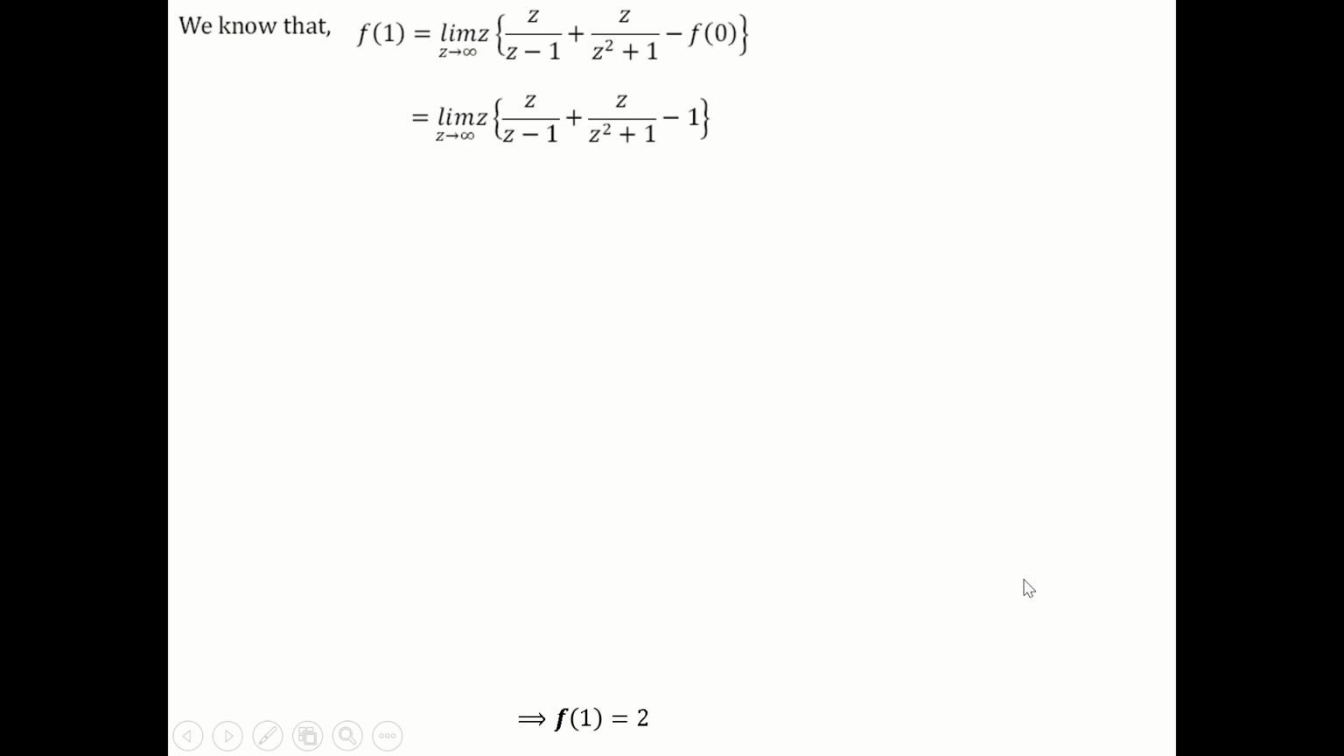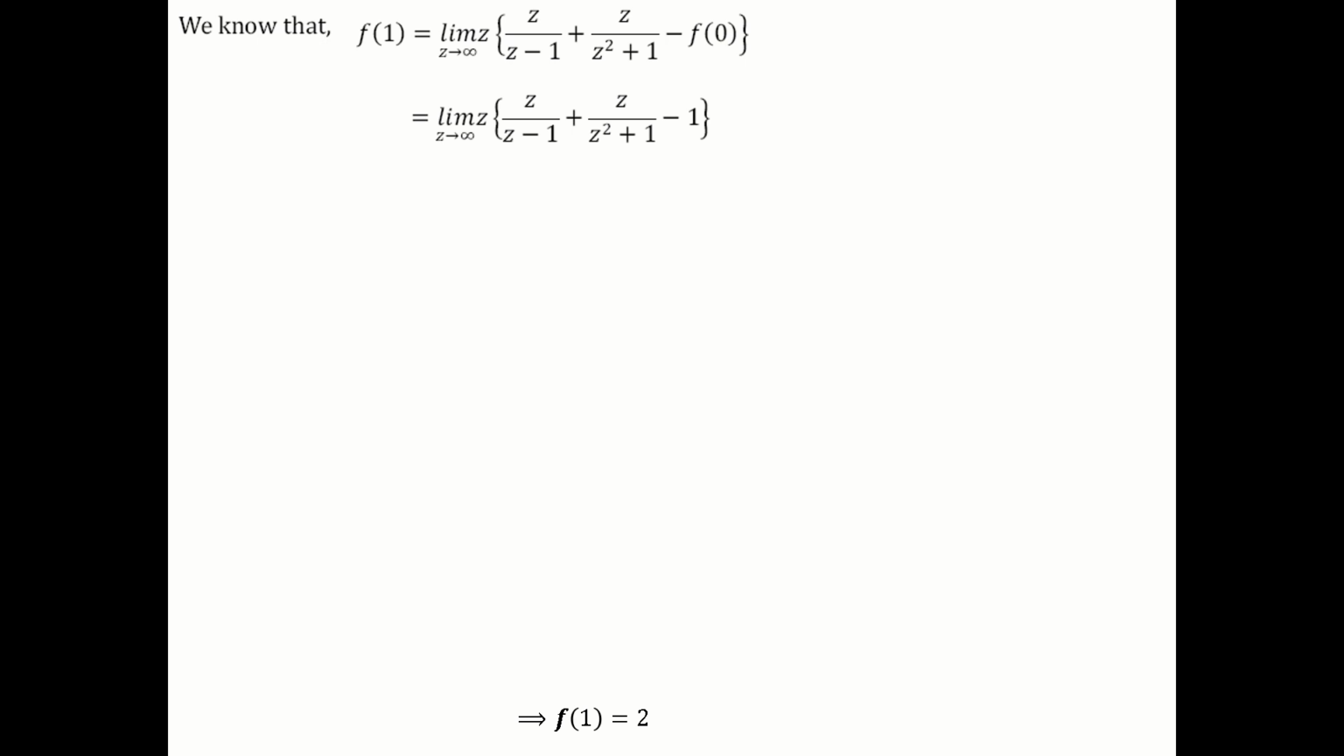Next we need to find f of 1. We know f of 1 is equal to limit z tends to infinity z into capital F of z minus f of 0. That is the formula, right? f of 1 is equal to limit z tends to infinity z into capital F of z minus f of 0.